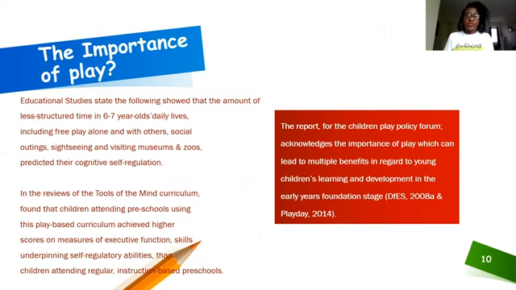Educational studies show that the amount of less structured time in children ages 6 to 7 years in their lives, including free play alone and with others, social outings, sightseeing, and visiting museums and zoos, predicted their cognitive self-regulation. In reviews of the Tools of the Mind curriculum, children attending preschools using this play-based curriculum achieved higher scores on measures of executive function, skills underpinning self-regulatory abilities, than children attending regular instruction-based preschools.